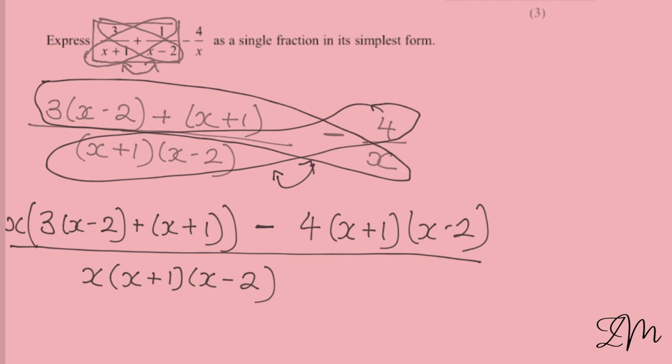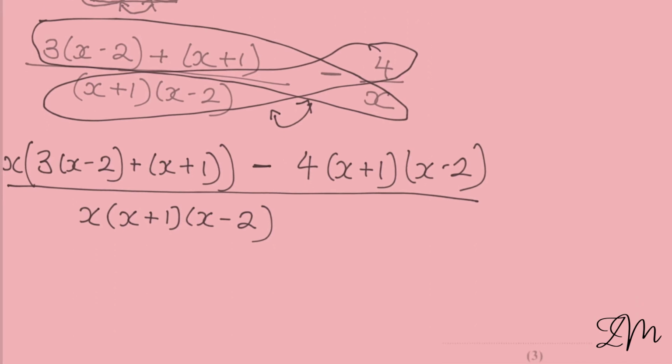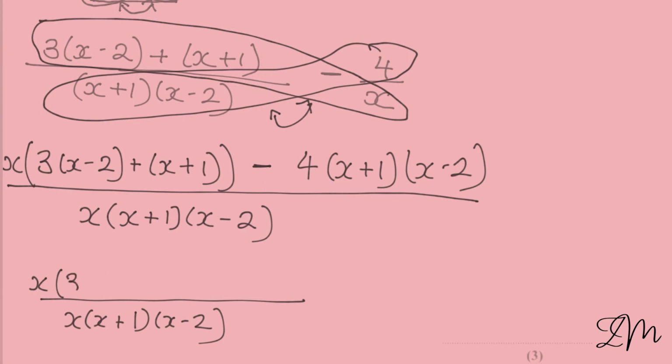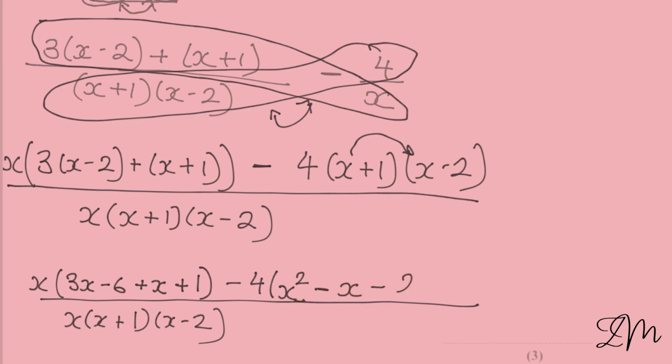Now, nothing really cancels out here. So we're going to leave the denominator as it is. It's more the numerator, which is the top bit, which we're going to sort out. So we're going to leave this as x plus 1, x minus 2. We've got x on the outside there. Let's open this out. And when we open this out, we get 3x minus 6 plus x plus 1 minus 4 lots of, and let's open out those brackets, we've got x squared plus x minus 2x, that's going to give you minus x minus 2.